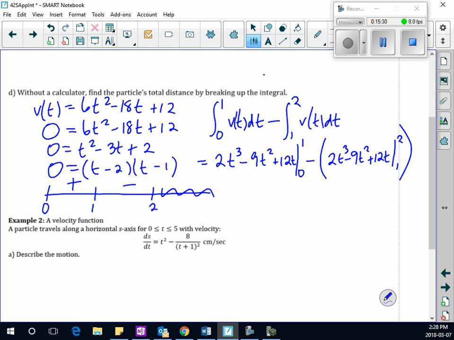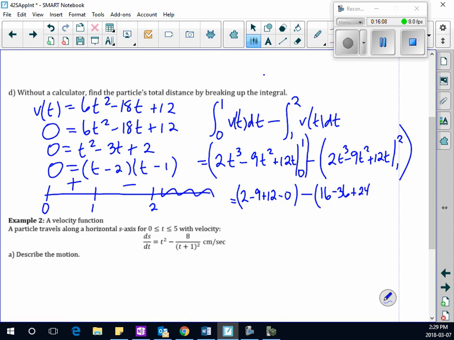Okay, we're going to put this in. So 1 goes in and we get 2 minus 9 plus 12. And does everybody see we're going to subtract 0 in a second? So if you want, you can put subtract 0. Maybe I'll put brackets in this first one just to know this is the first one. Yes? Okay, then we're going to subtract. Now 2 is going to go in. Remember, there's no calculator. So 2 cubed is 8, 16. 2 squared is 4. 4 times 9 is minus 36. 2 goes in, we get plus 24.